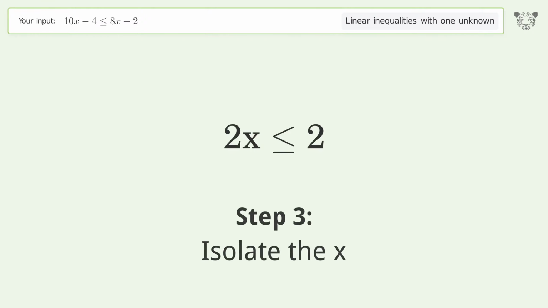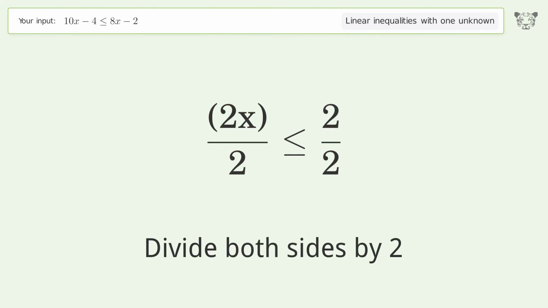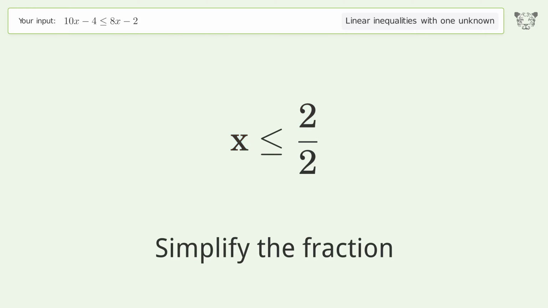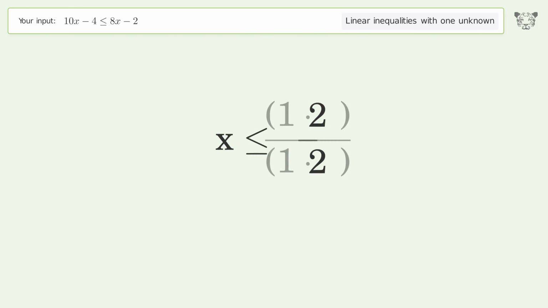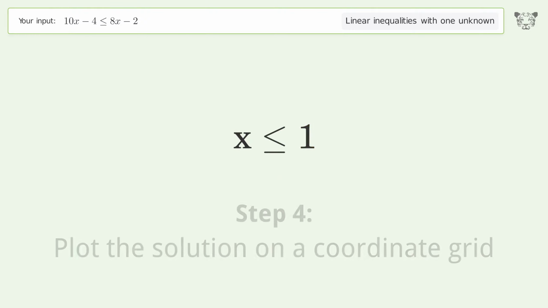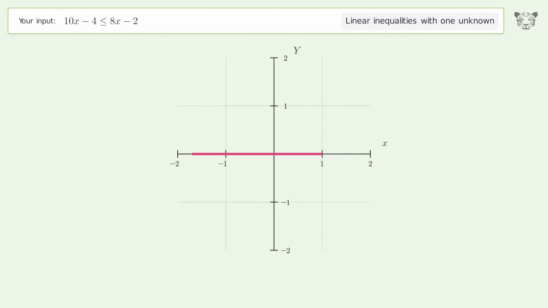Isolate the x. Divide both sides by 2. Simplify the fraction. Plot the solution on a coordinate grid. And so the final result is x equal or smaller than 1.